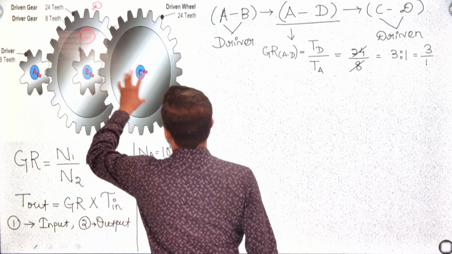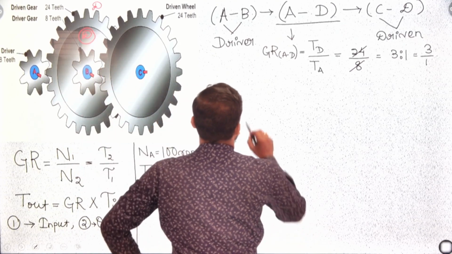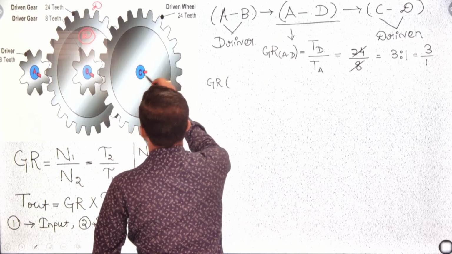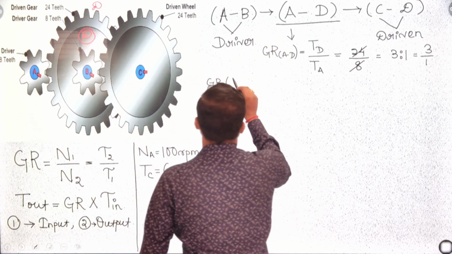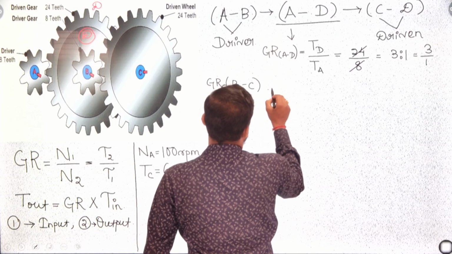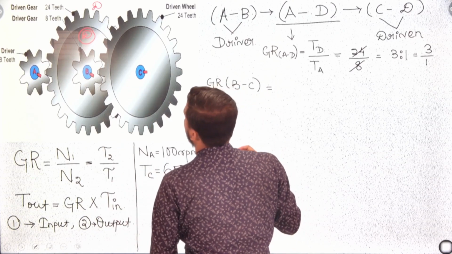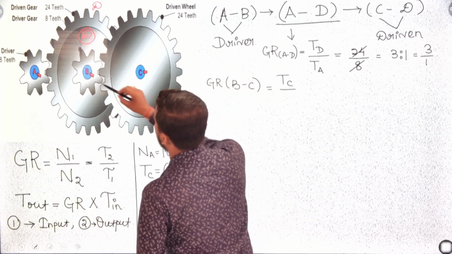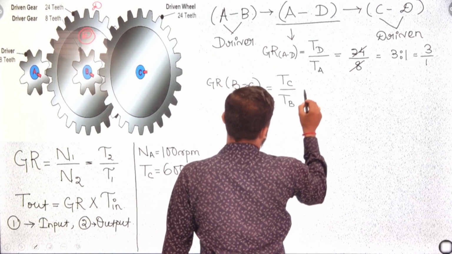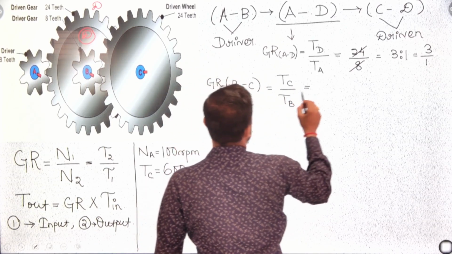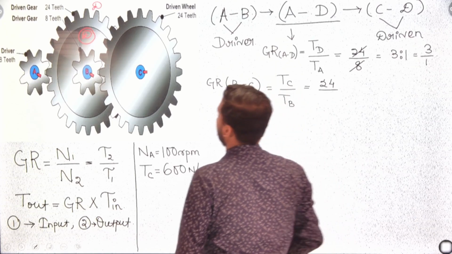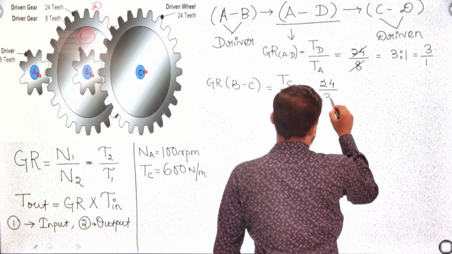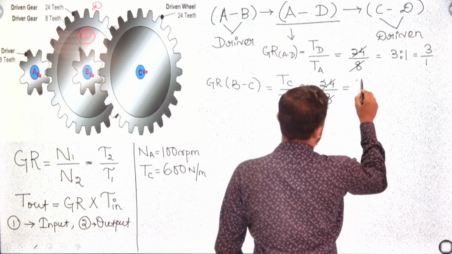Okay, next we have another driver and driven, we have B and C. Another gear ratio we will find out for B and C. B is the driver and C is the driven part. So in BC, C is driven. That means the same ratio comes, that is TC by TB. TC is 24 number of teeth, and the teeth of B is 8. It is also the same, that is 3/1 or 3:1.